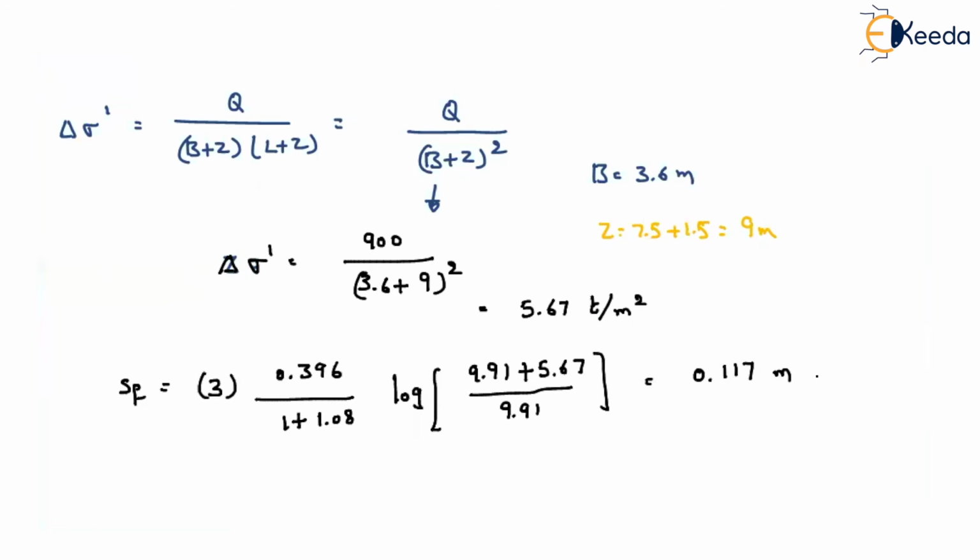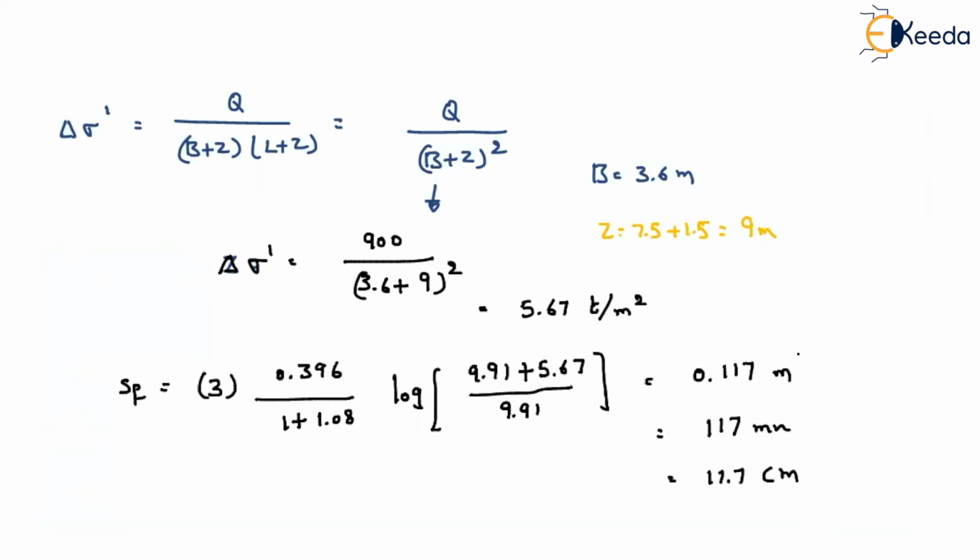Suppose it is a numerical answer type question, this settlement we have to find in meters. If it is in meter, you have to enter the value 0.117. If they are asking in terms of mm, then multiply by 1000, and you have to enter the answer as 117. If they are asking the answer in terms of centimeter, then multiply this by 100, giving 11.7.